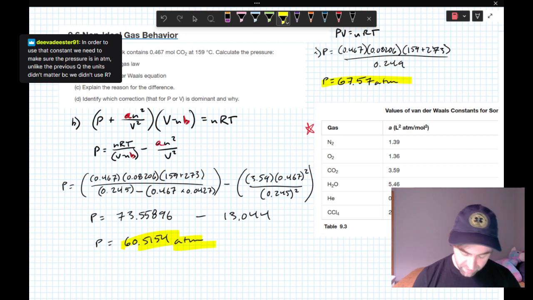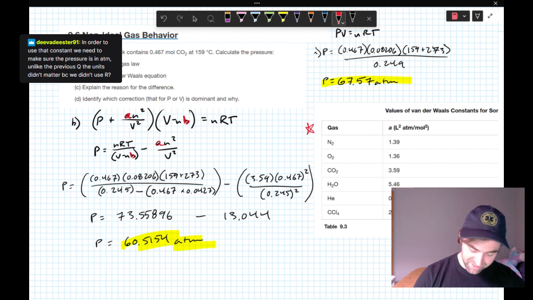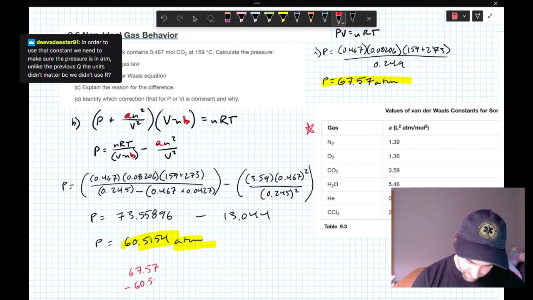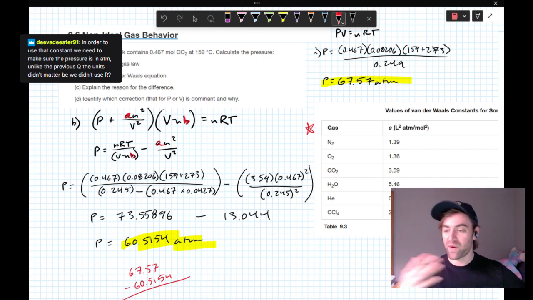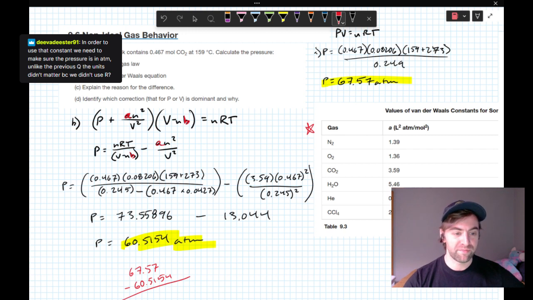We should get 60.5 atmospheres. Notice that there is a difference of about 7 atmospheres, right? So that is why we have these other formulas that take those into account. C simply states to explain the reasoning for the difference. The A term accounts for the intermolecular attractions between molecules of gas, and the B term accounts for the space that the molecules take up, and that is why we have this difference.